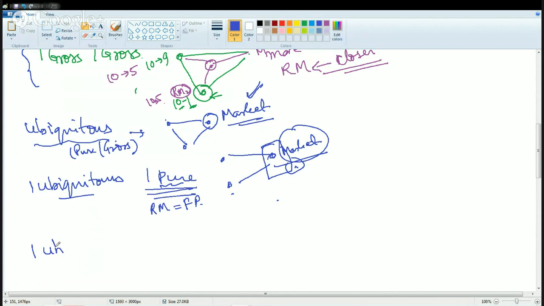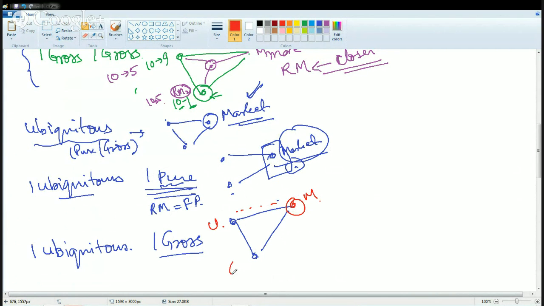This is the most challenging case. You have one ubiquitous raw material and another raw material which is gross. Now what is happening? I have two raw materials here. One is ubiquitous, so it can be found anywhere, so obviously I'll try to push it towards the market. The second is gross, so it depends on the weight loss. So now the industry should be anywhere between these two points, between the gross and the market, because ubiquitous will also be present in this region. So my industry would be somewhere between the gross and the market.